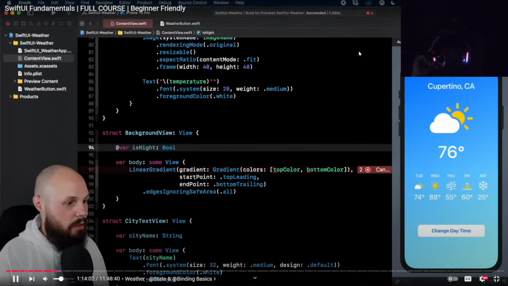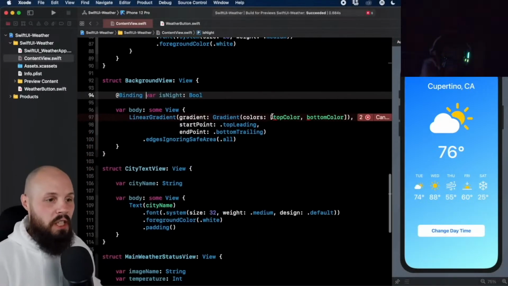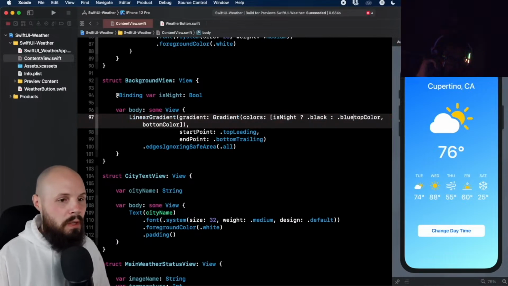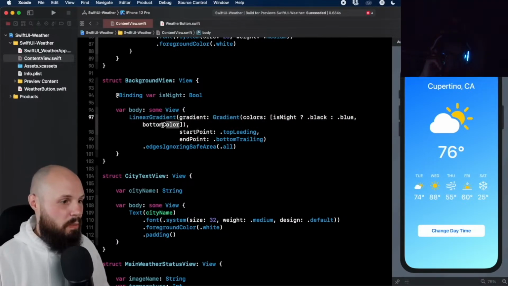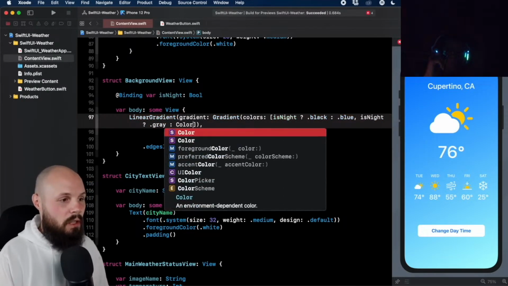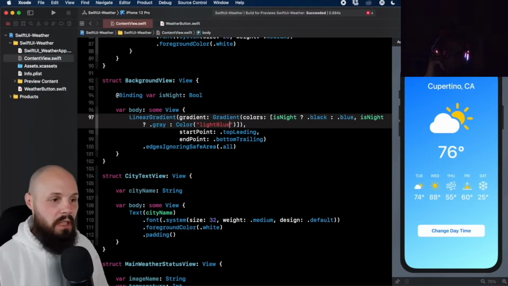So if I put binding in front of it here, so binding var isNight, then we're going to have to do that logic here where isNight. This is what we just did before. Dot black if isNight is true, if isNight is false, we do dot blue, and then let's delete topColor because we're done there. And same thing with bottomColor, again isNight. If that's true, we're going to use for the bottom color dot gray. If it's false, Color initializer name. Remember, this is exactly what we did up top. You can even copy and paste it if you like.